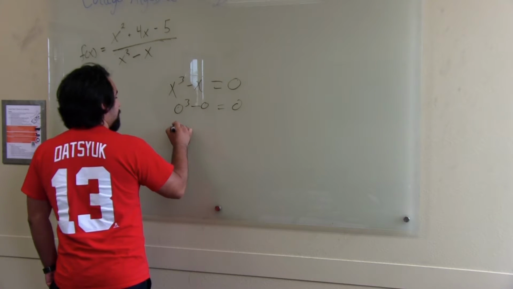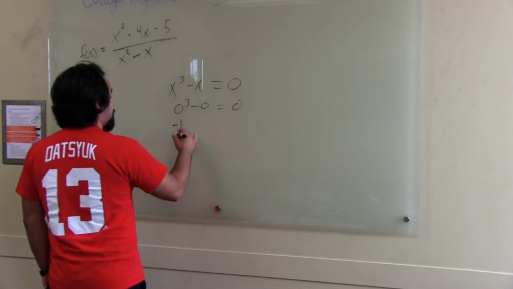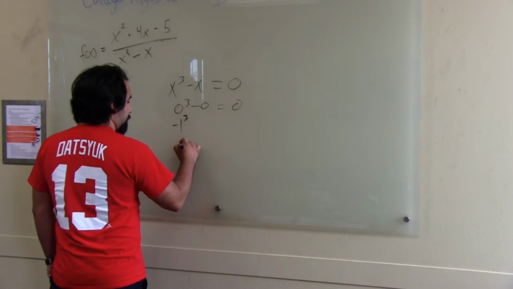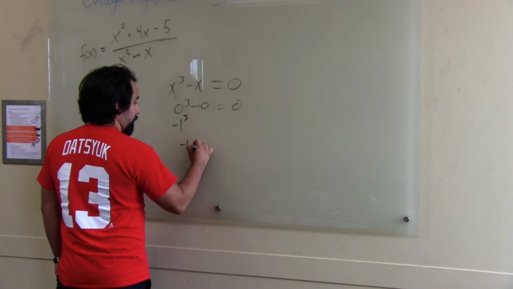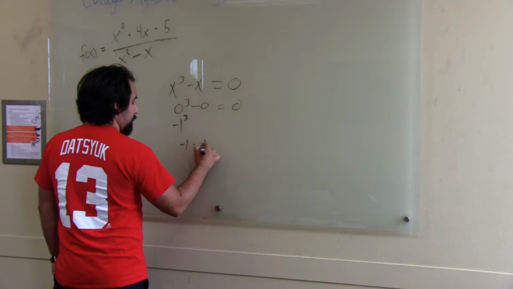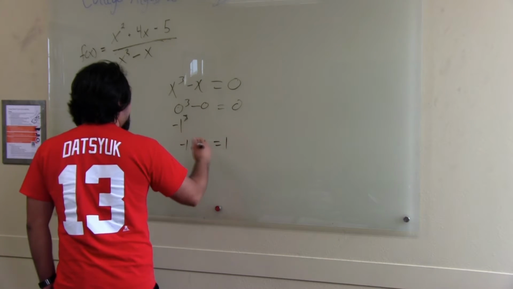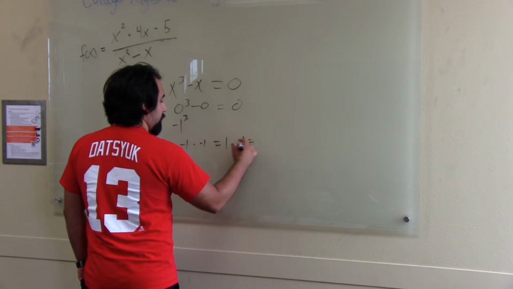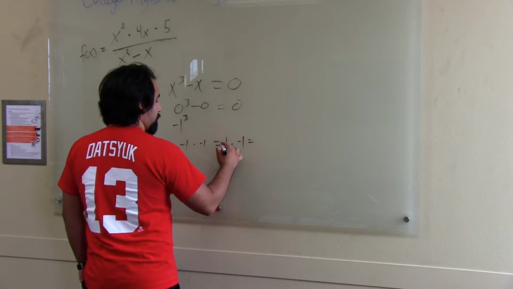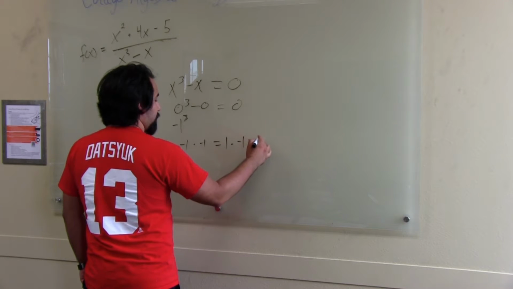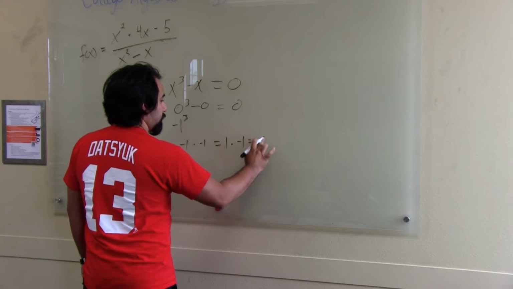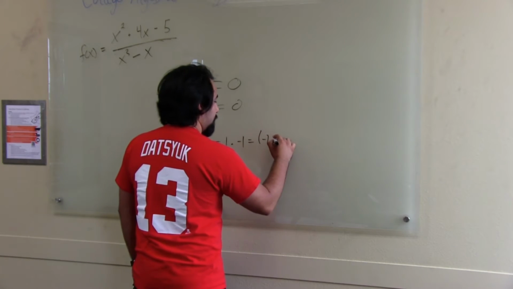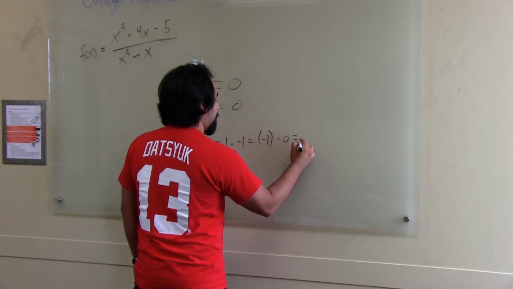Next one would be 1, that's obviously 0. Next one would be negative 1. Negative 1 cubed. So it would be negative 1 times negative 1 would be positive 1, and 1 times negative 1 again would be negative 1. So negative 1 minus 0.